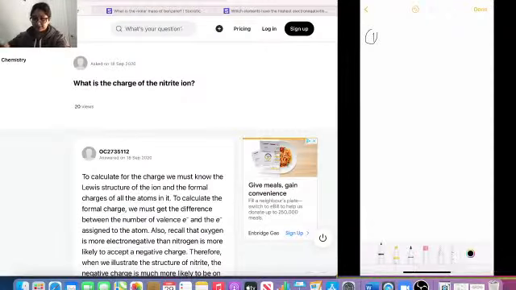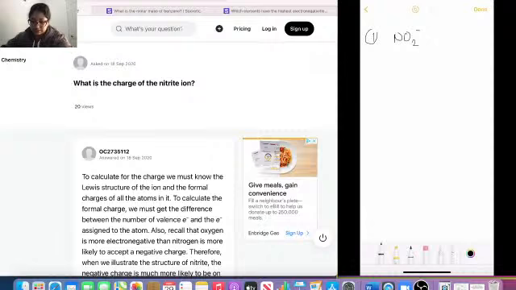Okay, so over here we have our first question, which says, what is the charge of the nitrate ion? The formula for the nitrite ion is basically NO2 negative. To get the formal charge, we must address the difference between the number of valence electrons and the electrons actually assigned to that atom. If you recall, nitrite has 2 oxygens and 1 nitrogen.